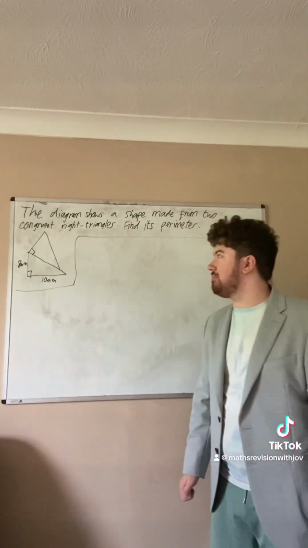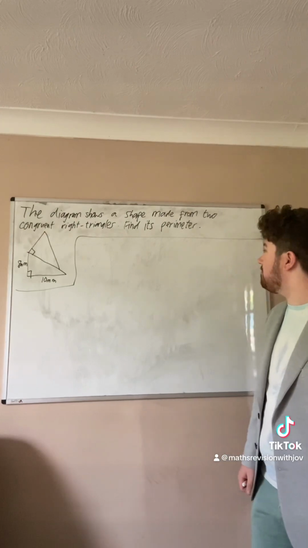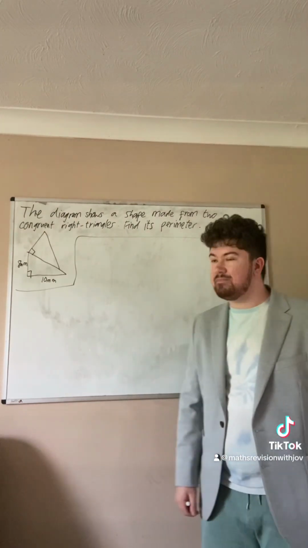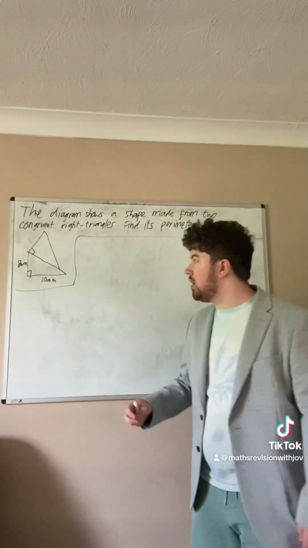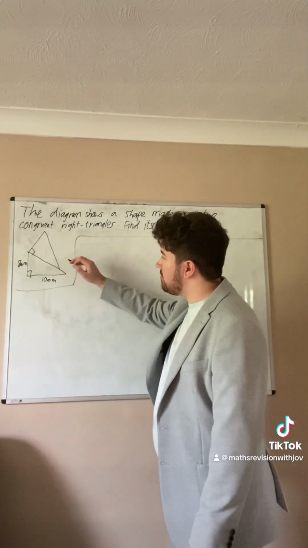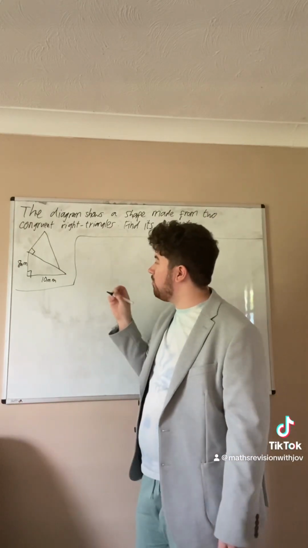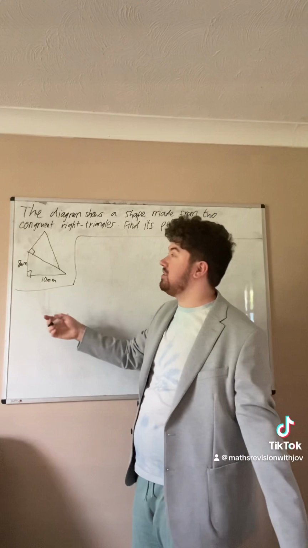Today we'll be solving the problem. The diagram shows a shape made from two congruent triangles. Find its perimeter. As you can see, we have this shape over here. It's got two triangles and it wants the perimeter. So we're going to have a look at and decide which side we actually need to find the length of.